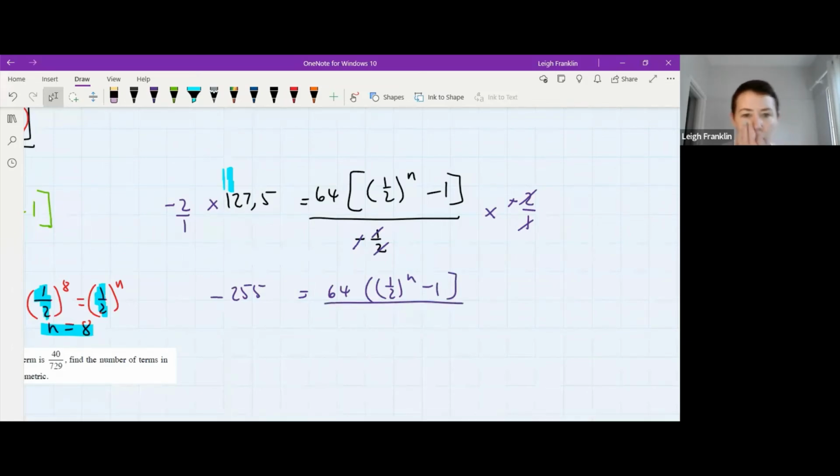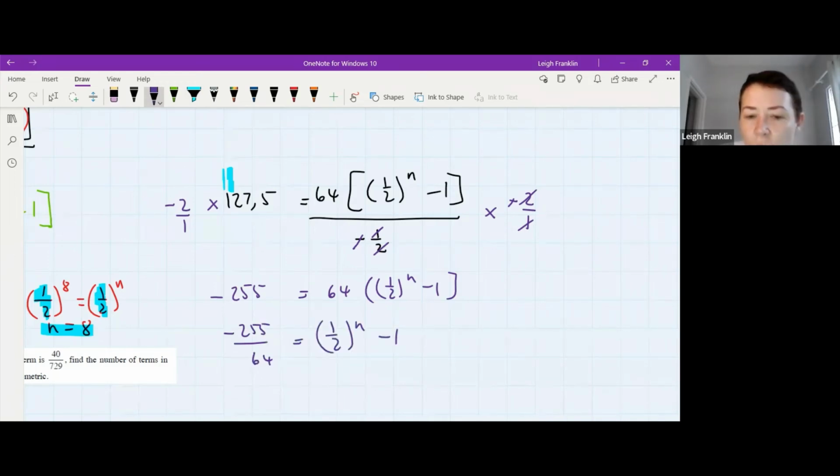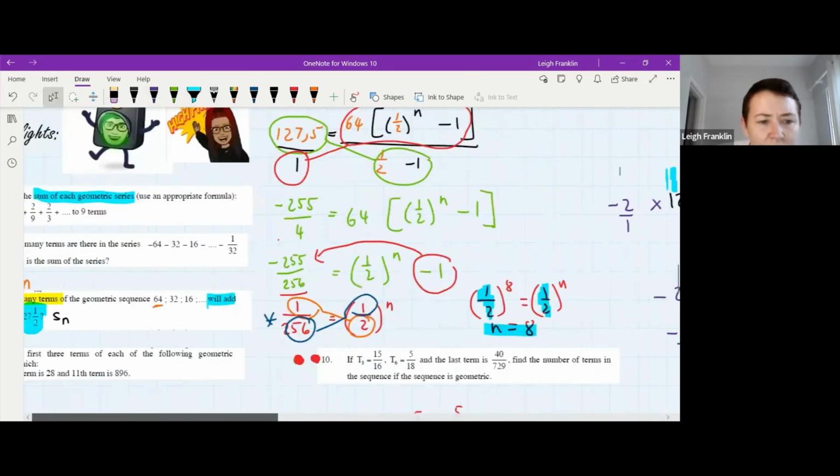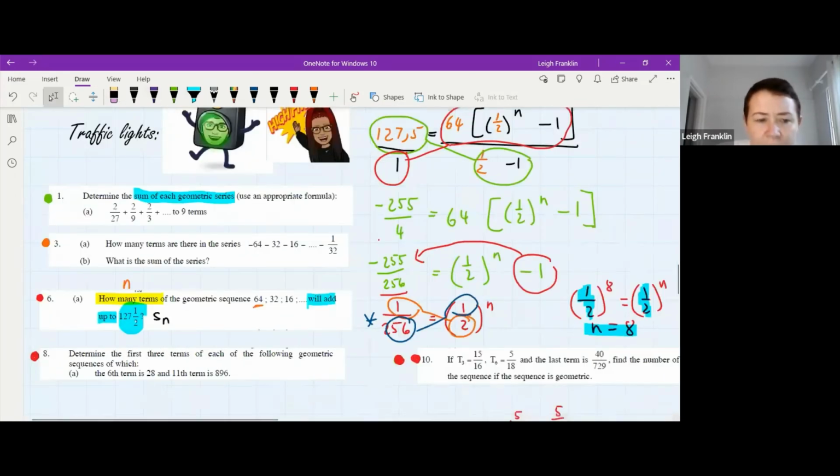So we actually don't need that line over here. Divide both sides by 64, and we end up with minus 255 over 64 is equal to a half to the n minus 1, which is where we were before. Add 1 to both sides, and then we can go from there. Does that make sense? Yes, thank you. Okay, it's an absolute pleasure. Matrix, how does that feel? Thumbs up, thumbs down? Are you feeling good?